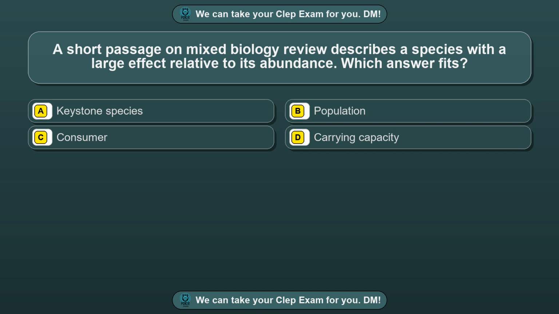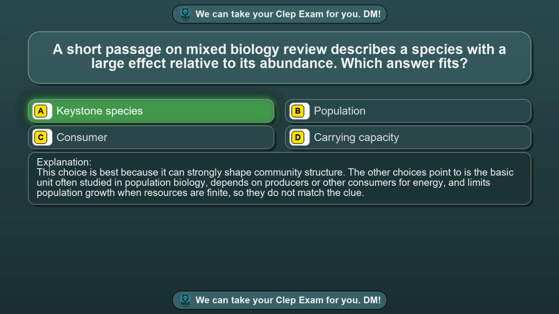Question 55. A short passage on mixed biology review describes a species with a large effect relative to its abundance. Which answer fits? Option A, keystone species. Option B, population. Option C, consumer. Option D, carrying capacity. The correct answer is option A, keystone species. This choice is best because it can strongly shape community structure.